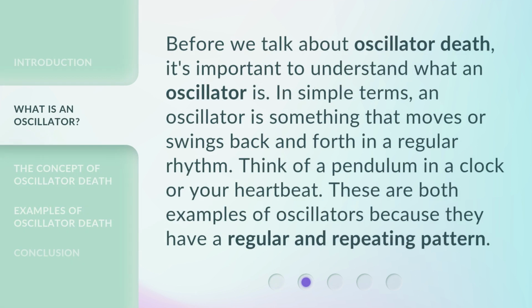Before we talk about oscillator death, it's important to understand what an oscillator is. In simple terms, an oscillator is something that moves or swings back and forth in a regular rhythm. Think of a pendulum in a clock or your heartbeat. These are both examples of oscillators because they have a regular and repeating pattern.